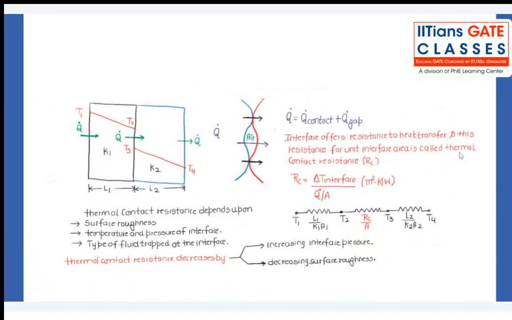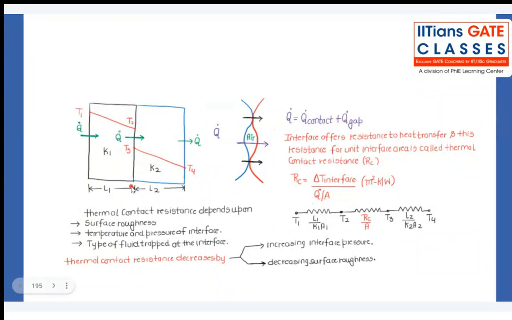Let's look at another case. Now, let us say, instead of one solid, you have two solids. One end is maintained at T1, the other is maintained at T4. Now, what happened? When you joined these two solids, there was not a perfect contact at this junction. So you took one block and you pressed another block with it, but still this particular joint was not a perfect joint.